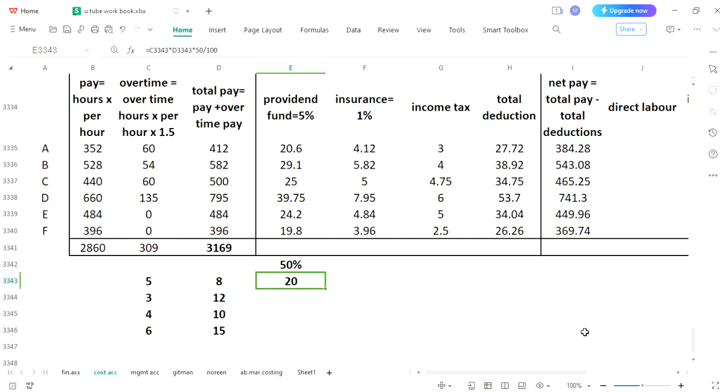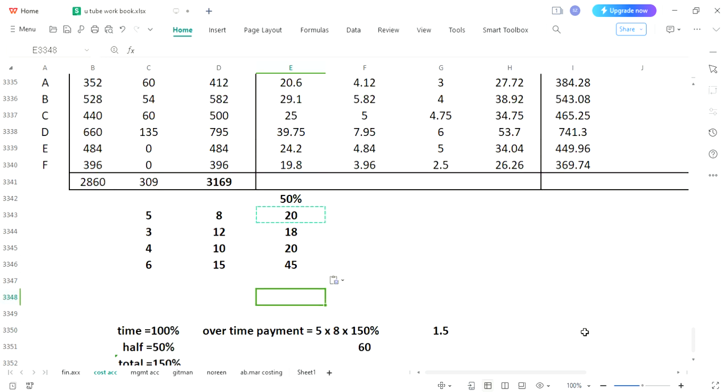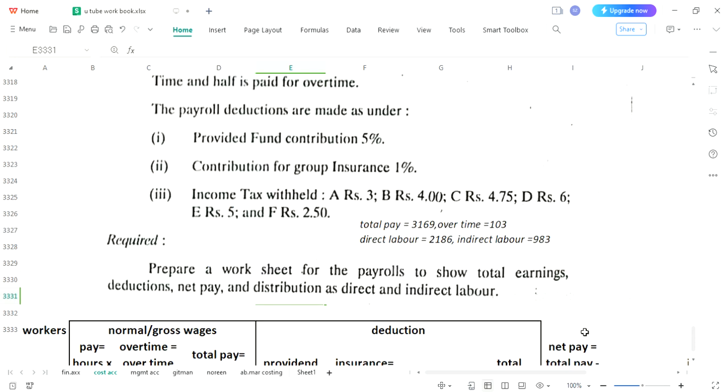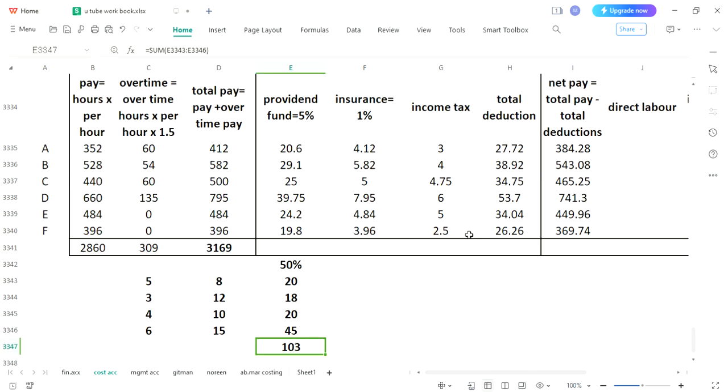Okay, and the same formula would be used for the remaining workers. Now you will take the sum, and the sum of these 4 workers' overtime is 103, and you can see the answer of overtime is 103. Take your time, keep calm, and understand what we have done.